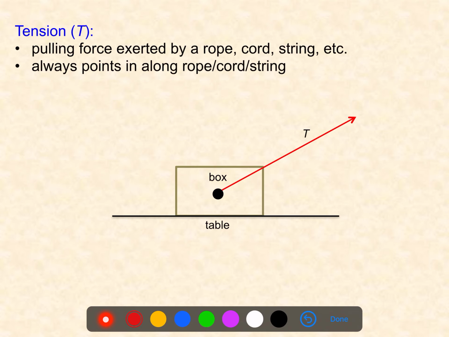So let's explore each one of these common forces in turn, the first being tension. Tension is basically going to be thought of as any force that's exerted on an object by way of a rope or a cord or a string. And for our purposes, we're going to assume that the force is transmitted undiminished along the length of the string or the cord.